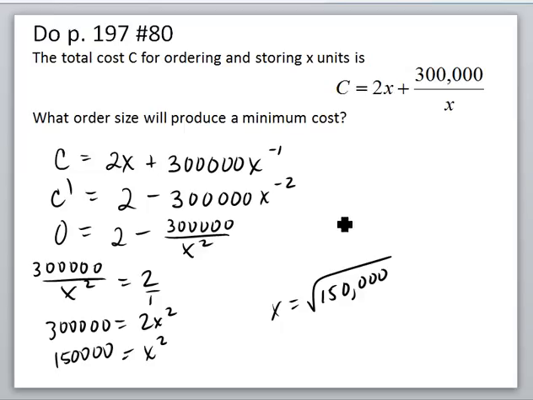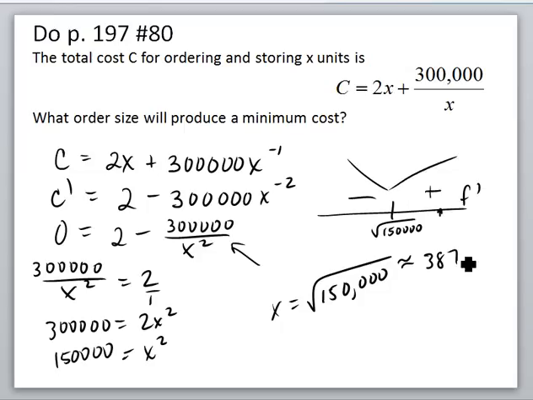Now we can check to make sure that is a minimum by looking at the first derivative. So the square root of 150,000 is approximately 387. So I could try maybe 400 into my first derivative, and I would find out that it is a positive there and then a negative here. So this does happen to be a minimum.